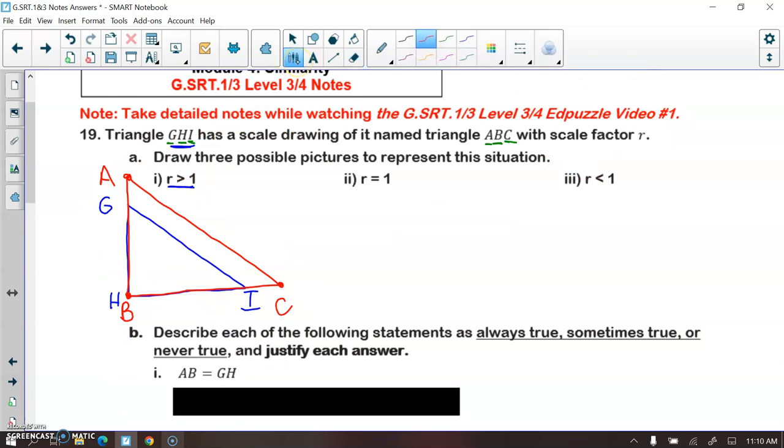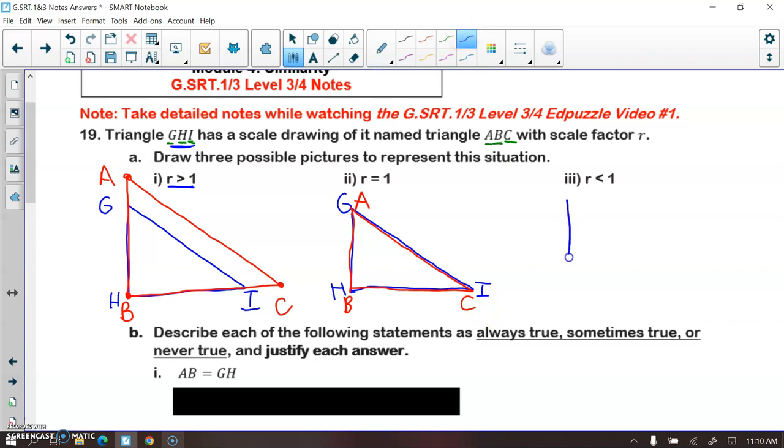Now, if I have triangle GHI, and I have a scale factor that equals 1, then that means that your triangle does not grow at all. So that means triangle ABC is actually exactly like triangle GHI. In fact, these 2 triangles would be congruent. And then lastly, what if I had a scale factor that's less than 1?